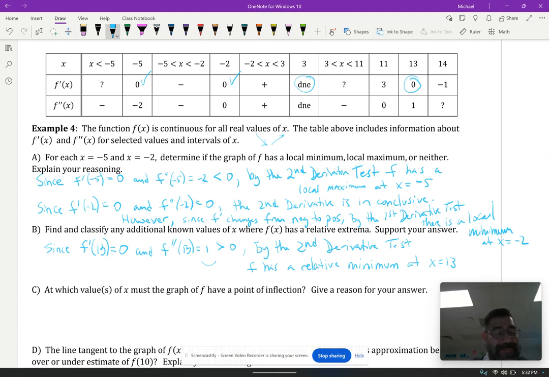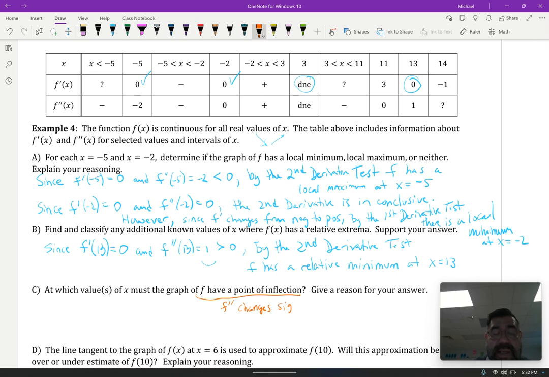All right, next part. At which values of x must the graph of f have a point of inflection? So when do points of inflection happen? When the second derivative changes signs. It doesn't matter if it changes from positive to negative or from negative to positive. Whenever f double prime changes signs, then I have that. So where does the second derivative change signs? Here's negative, it's negative, it's negative, it's zero, it's positive. Ooh, here, it changed from negative to positive.